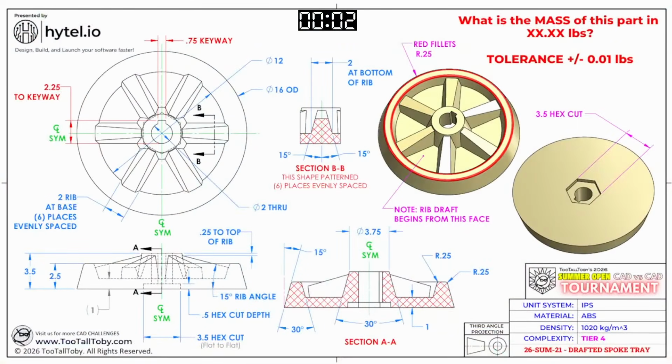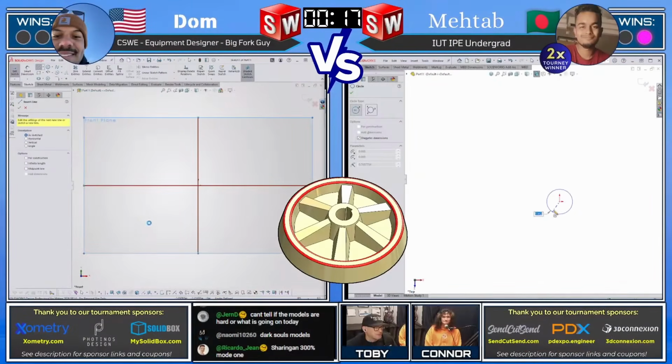Go! What is the mass of this part in XX.XX pounds? Got a plastic part here with some draft. It's called the drafted spoke tray. Both of our runners are grabbing a screen capture. Both of our runners are jumping into their SolidWorks. Let's see how they approach this thing.